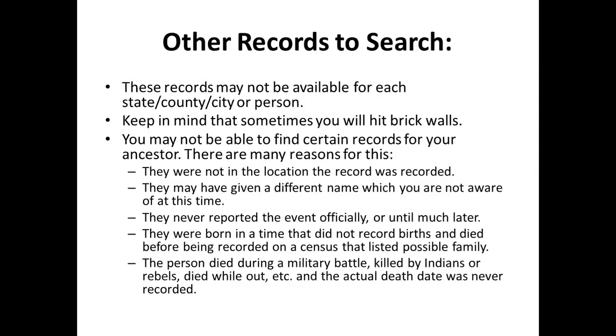You may not be able to find certain records for your ancestor, and there are many reasons for this. They were not in a location where the record was recorded. So in other words, they might have lived in one place, but it was recorded somewhere else, so we don't know to look for it. They may have given a different name, which you are not aware of at this time. They never reported the event officially or until much later.